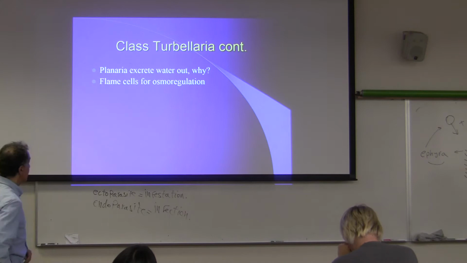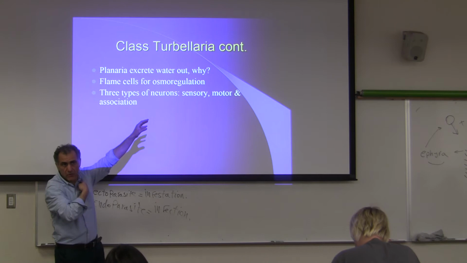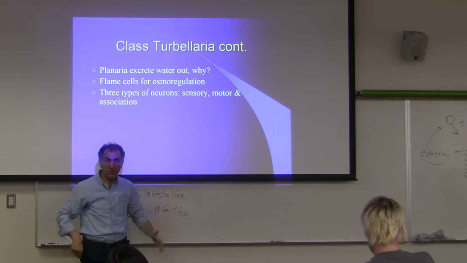Okay, three types of neurons, sensory, motor, and association neuron. We talked about this exam number one, right? Remember, sensory neuron goes to spinal cord, association neuron, and from spinal cord back to the arm, to the muscle, is your motor neuron. You remember that from a century ago, two or three centuries ago, whenever it was.